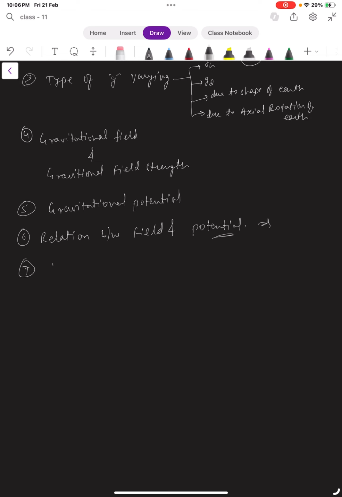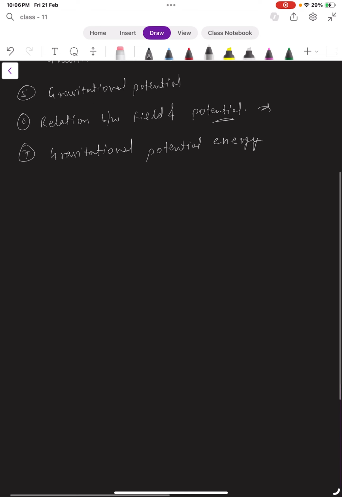Now the next topic is gravitational potential energy. This topic is important for numerical purposes. Mostly in satellite numericals this topic is used. Now the eighth and a most important topic is binding energy. In this topic we discuss how much energy is required to bind something with gravity, to hold something with gravity. So this topic is also very important for us.